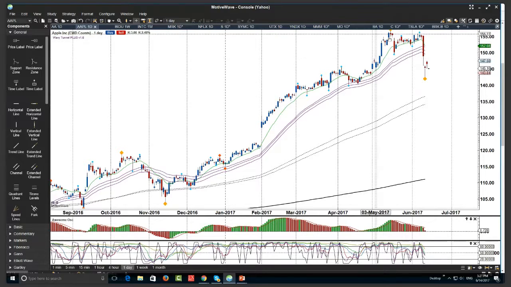You don't want to get in after the market is stretched. You want to be patient. And this is where the timing comes in. All right, here's another one.